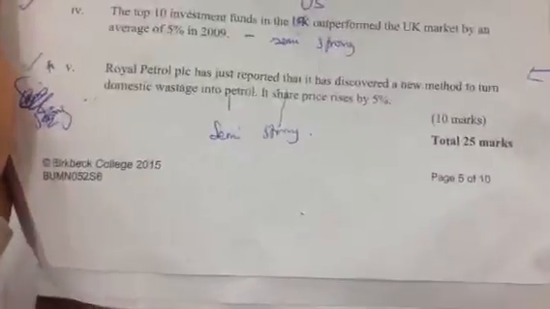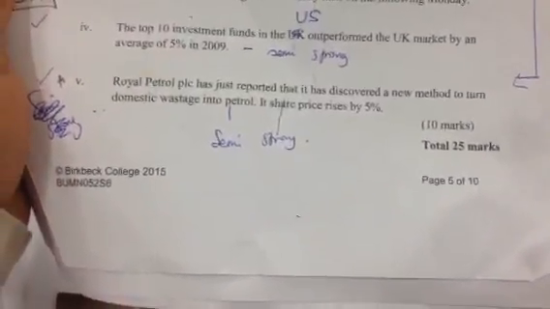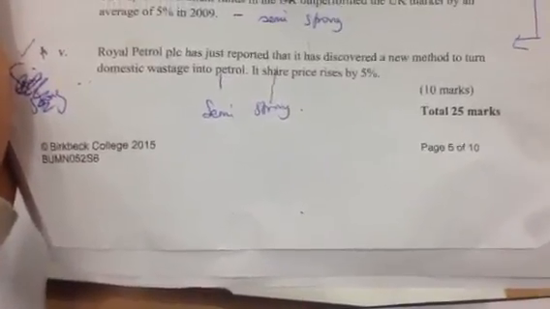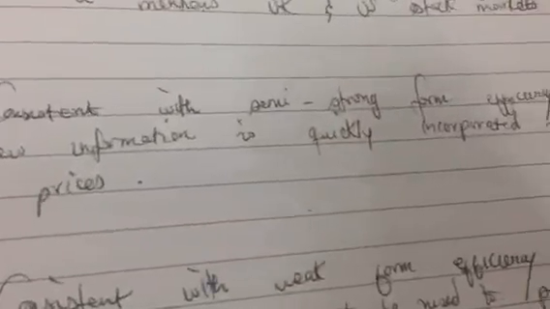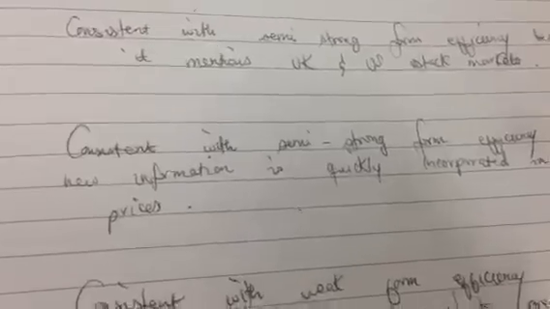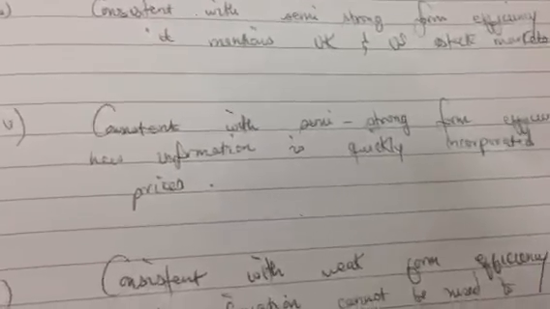Lastly, Royal Petrol PLC has just reported that it discovered a new method to turn domestic wastage into petrol. Its share price rises by 5%. We say it's consistent with semi-strong form efficiency because new information is quickly incorporated in stock prices. As a result of them discovering this new method of transforming domestic wastage, the share price rises by 5%.